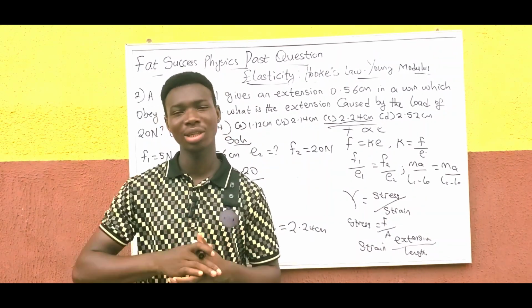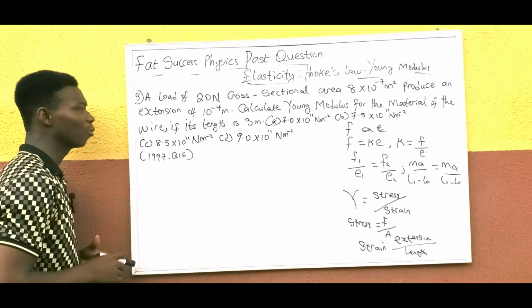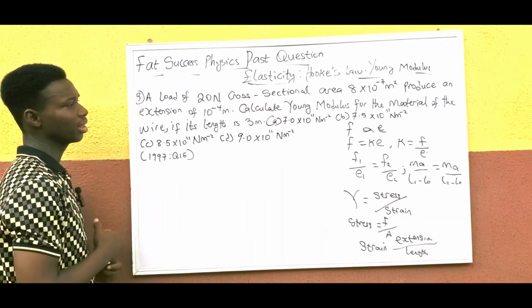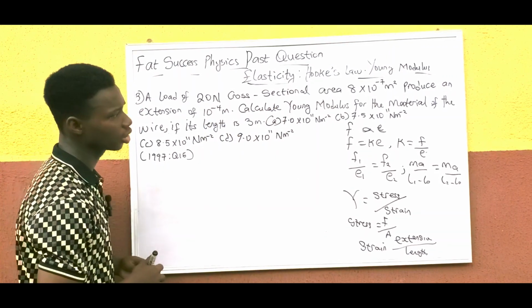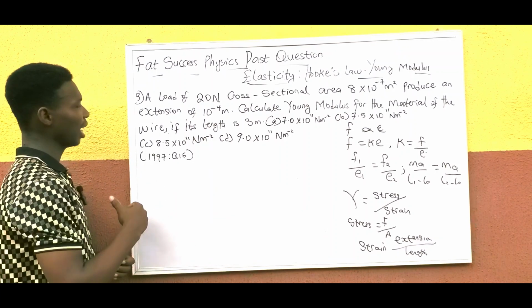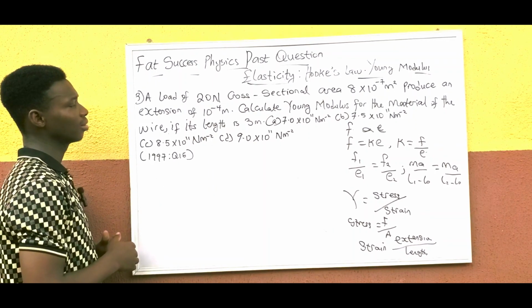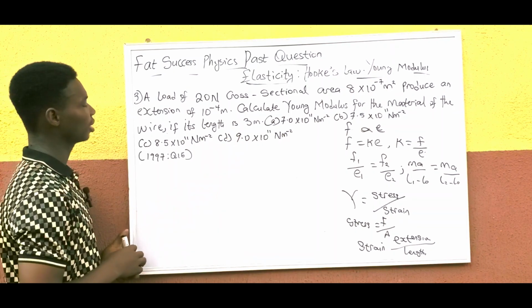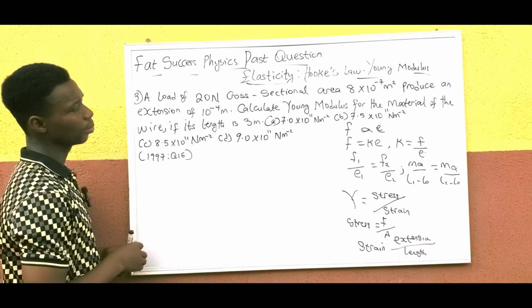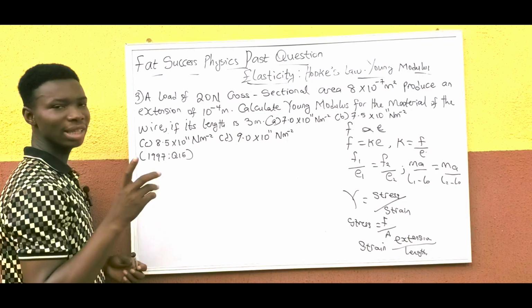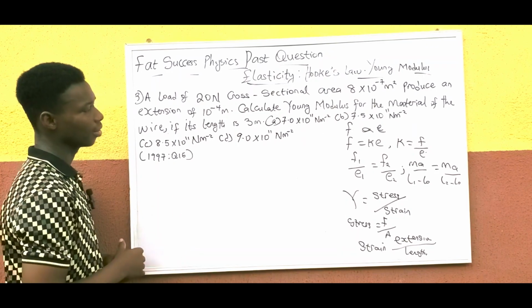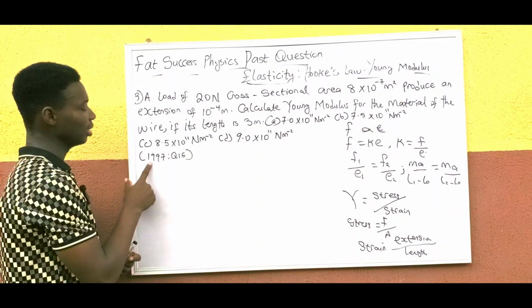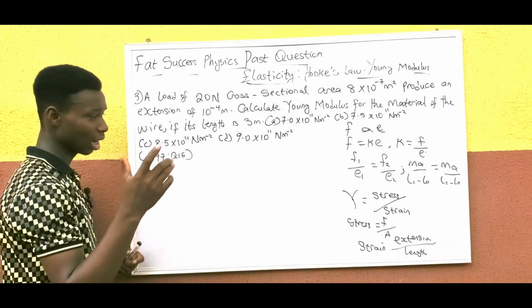So we have the third question: a load of 20 Newton, cross-sectional area 8 times 10 raised to the power of minus 7 meters square, produces an extension of 10 raised to the power of minus 4 m. Calculate the Young modulus for the material of the wire, if its length is 3 meters. We have our options as all this. JAMB past question 1997, question 15.